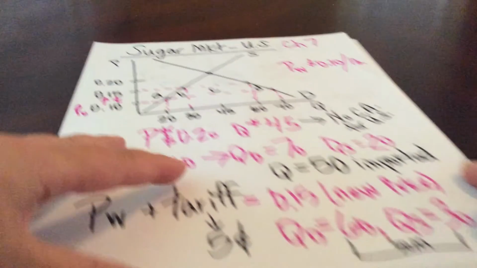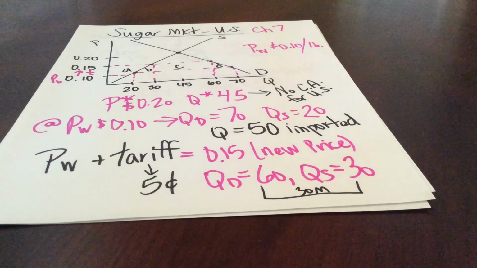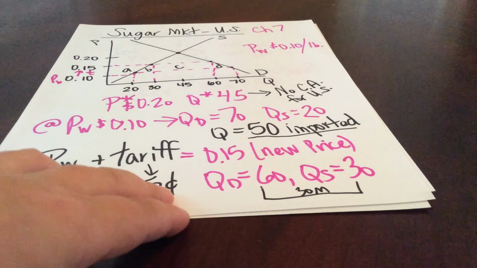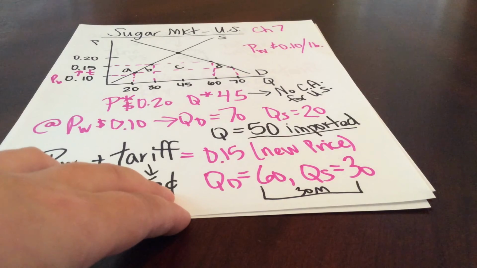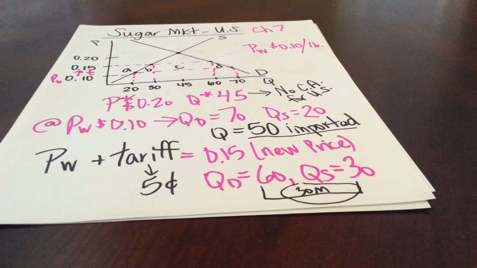One more thing to note about this question. Not only are there losers in the domestic market, our consumers lose to producers and some to the government, but we're also hurting the foreign producers of sugar. Previously, when we were at the world price, they were able to import 50 million pounds of sugar to the U.S. market, and now they're only importing 30 million. So we have hurt those other producers.